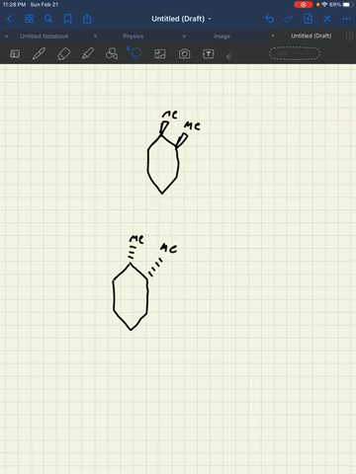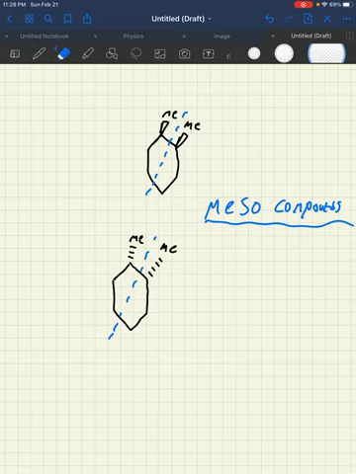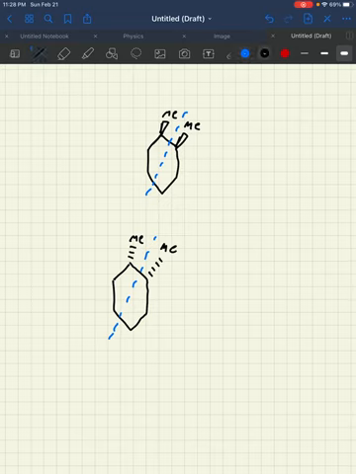Is there a plane of symmetry? Yes, there is. Plane of symmetry right here. There's a plane of symmetry right here. These are indeed meso compounds. They are. I 100% guarantee you they are. Now then, why are these meso compounds? Because once again, if I flip this on its back, it's going to equal this right here. If I flip molecule 1, it's going to equal molecule 2.